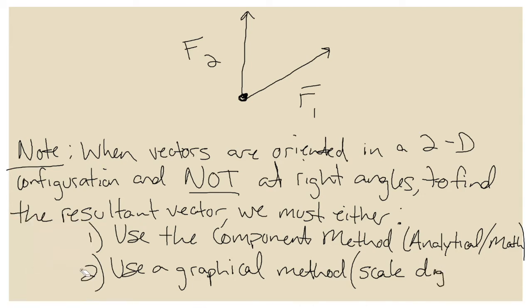But at least you can get a sense of how it works and how it ends up giving you the same answer to the problem if you'd like to see it. And so when vectors are oriented in a 2D configuration and not at right angles, to find the resultant vector, we must either use the component method, which is a mathematical or analytical method, or we can use a graphical method. They'll give us the same answers, as we'll see, but we need to use one of these two methods. Take a moment to pause this video here and write that down, and when you hit play, we'll move on.